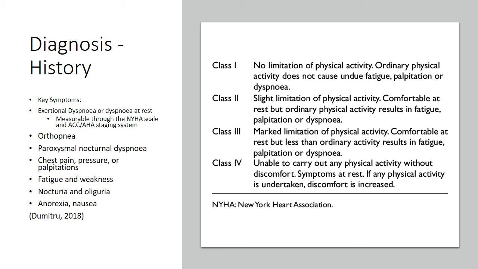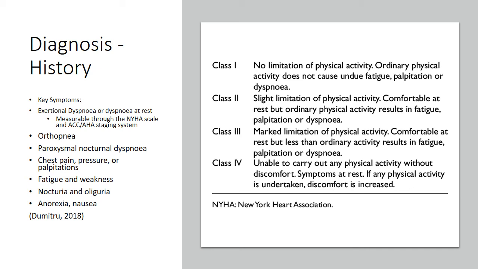And we can measure this through our New York Heart Association scale. So we've got classes 1 through to 4, with 1 being no limitation of physical activity due to their breathlessness, all the way through to class 4, which is this inability to carry out any sort of physical activity without any sort of discomfort. They're going to have symptoms at rest. So even just standing up out of a chair might be enough to leave them really breathless. And then obviously classes 2 and 3 in between.